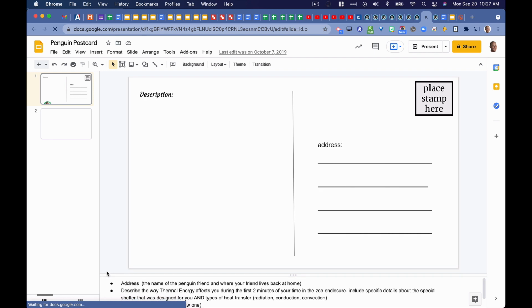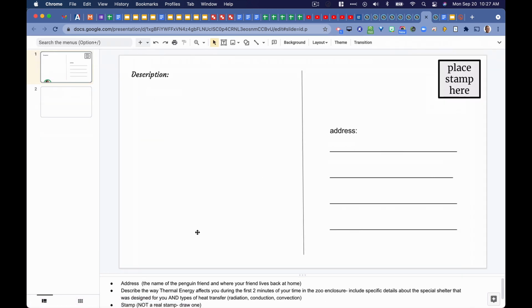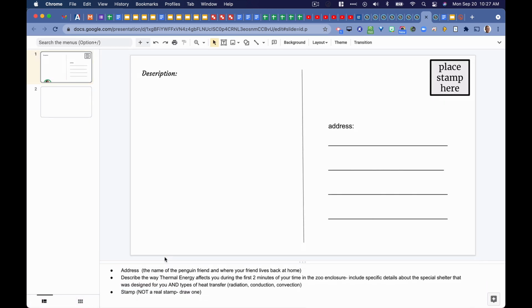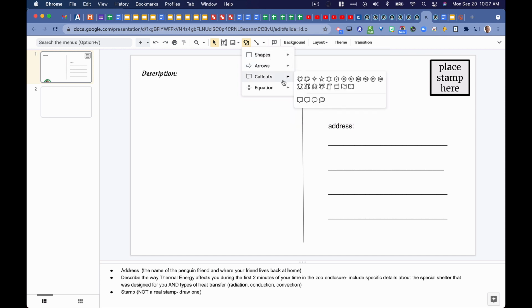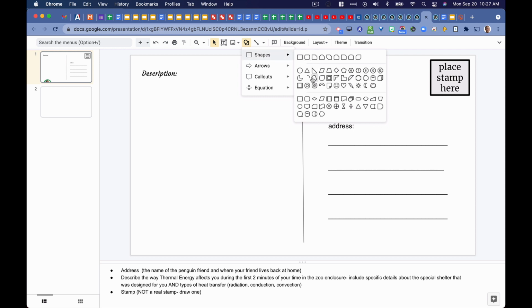Okay, very important, if you take a look here, there's direction information down here. This is the side of the postcard where you're going to do your written descriptions, your address, and stamp. Again, you don't copy and paste some image of a stamp from the internet. You have to draw your own stamp here. How do you draw? Well, you use the shapes, arrows, and callouts. With the shapes, you can also do some freehand. There's freehand ability to draw things. So you use all these different kinds of shapes.